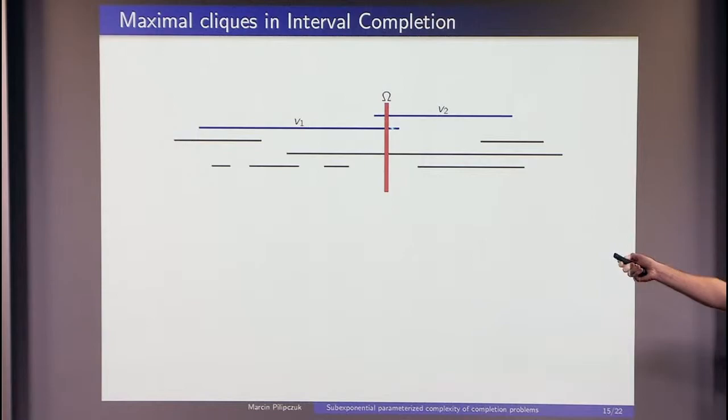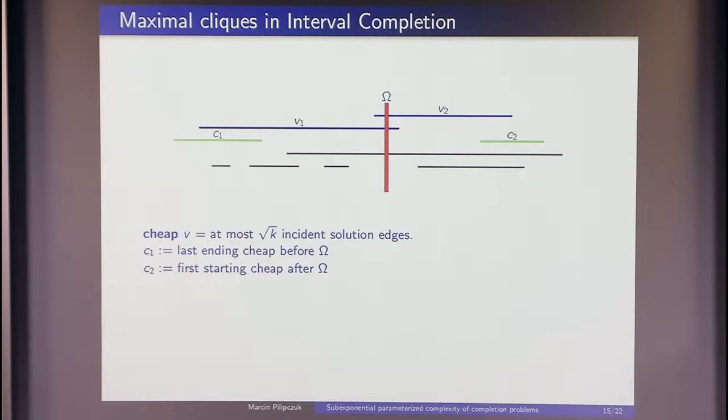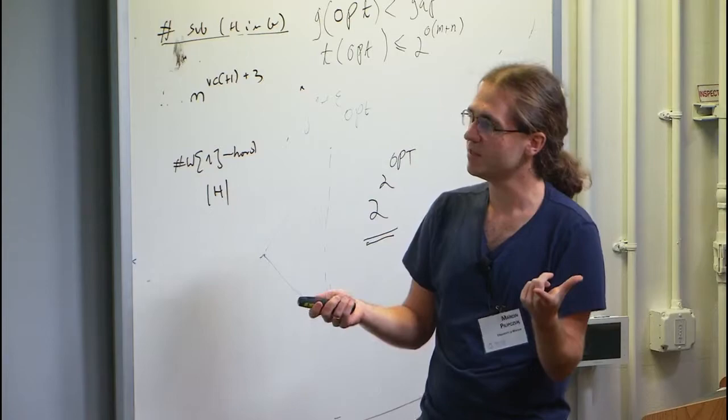Let's define the main notions. Almost every algorithm in this area starts with saying, okay, a cheap vertex is a vertex that has at most square root of k incident edges from the solution, and an expensive one is one that has more. The point is that the solution has only 2k endpoints, which means that there are only like 2 square root of k expensive vertices in the solution.